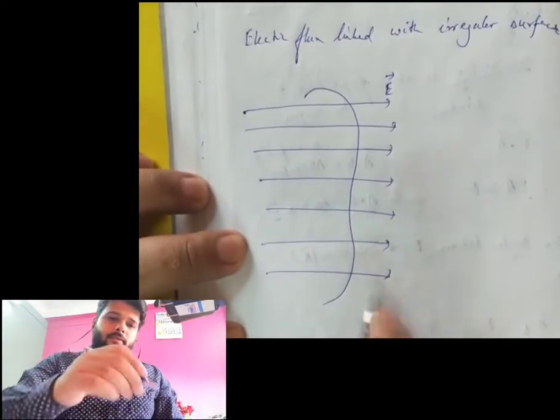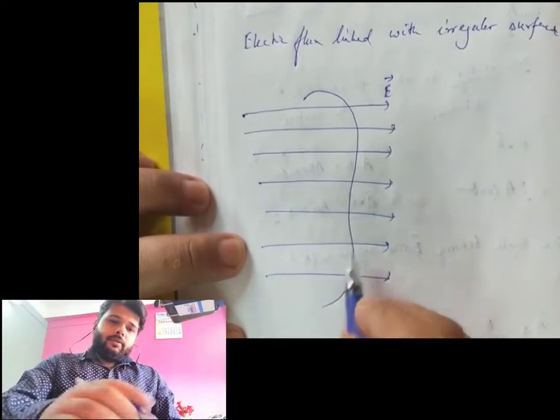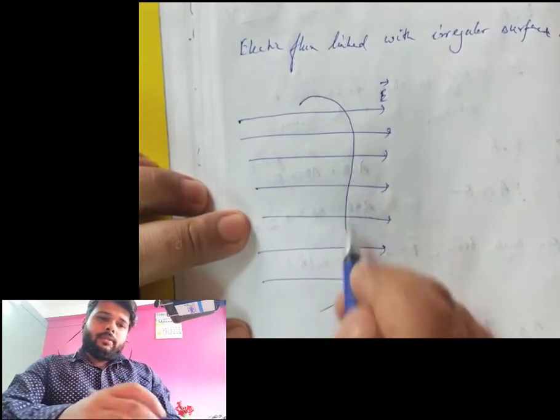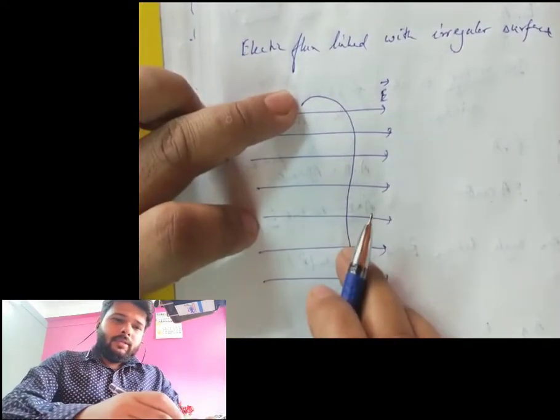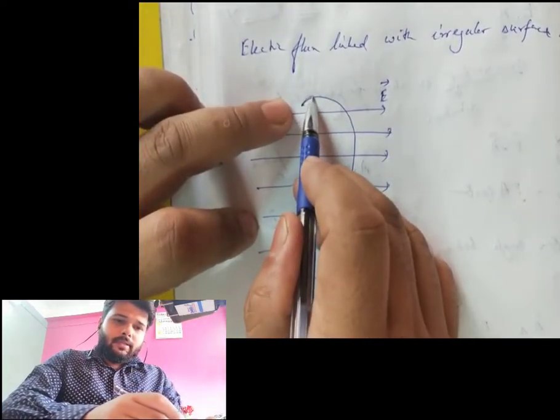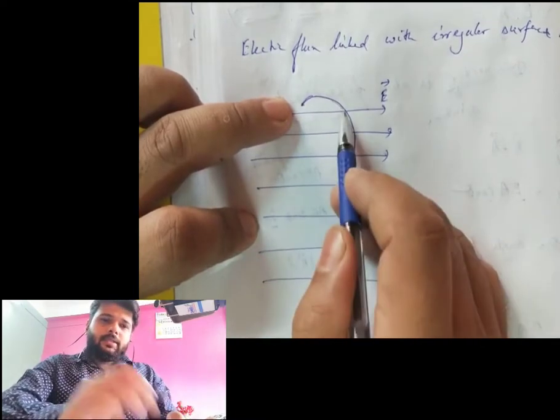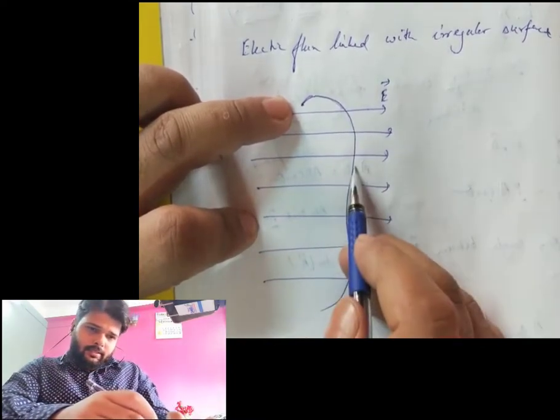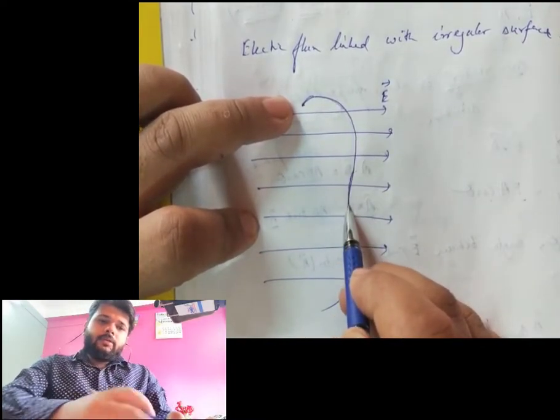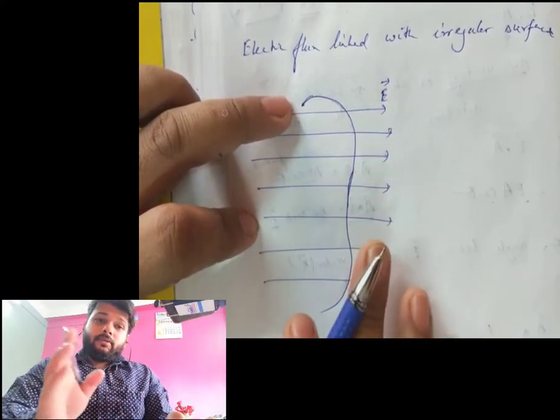Alright, so this is the electric field. Now if we see, there are lots of surfaces. Here this surface is in this direction, again here there is a curve, again there is a different surface, again here the surface is different. So we have got lots of surfaces.